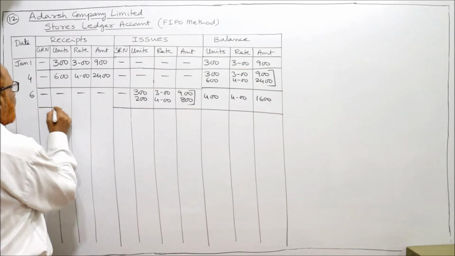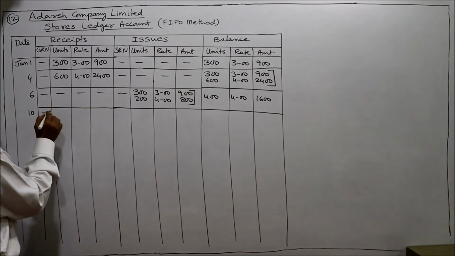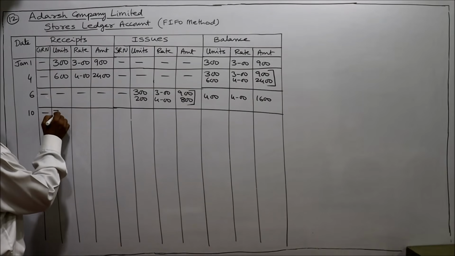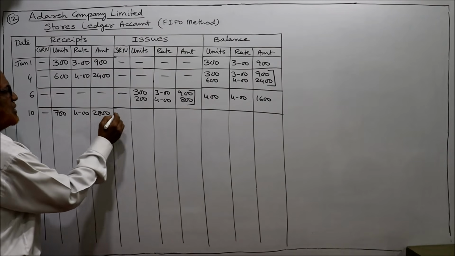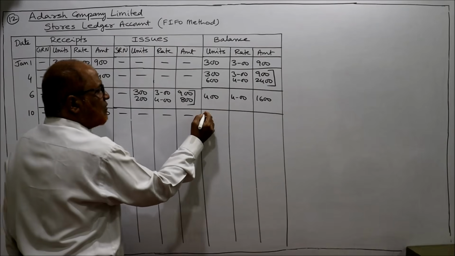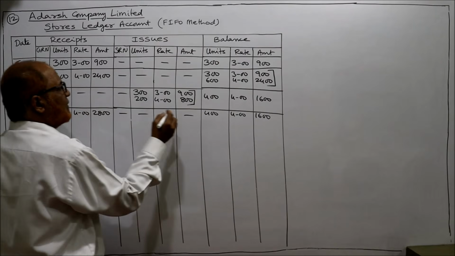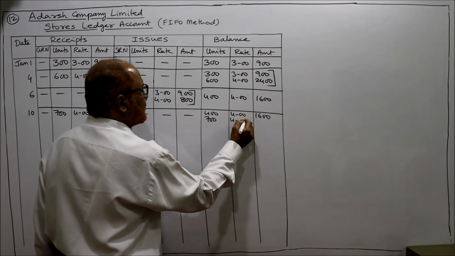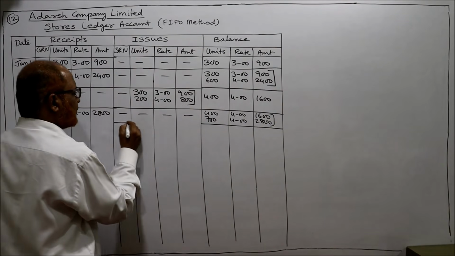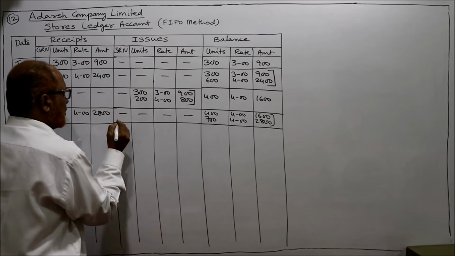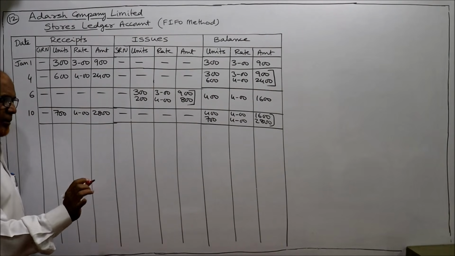So after 6th, the next transaction is 10th. 10th January, there is a purchase of 700 units, 4 rupees, 2800. 7 4s are 28, 2800. Again, the old lot was 400 units at 4 rupees, 1600. The new lot purchased is 700, 4 rupees, 2800. That's all. So two separate lots we have. The old lot was 400 units and the new lot purchased is 700 units. I am keeping it separate.